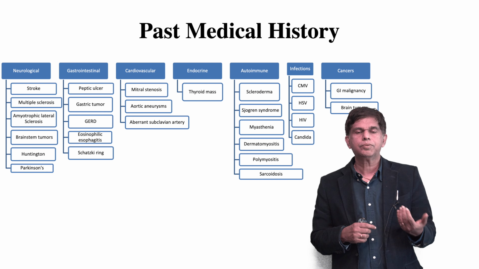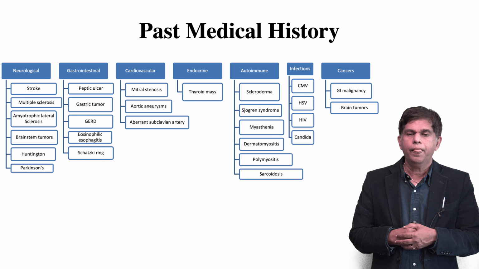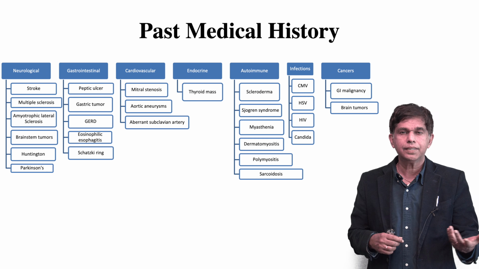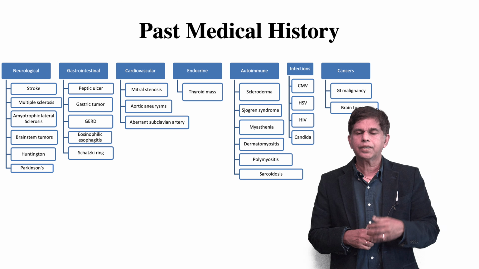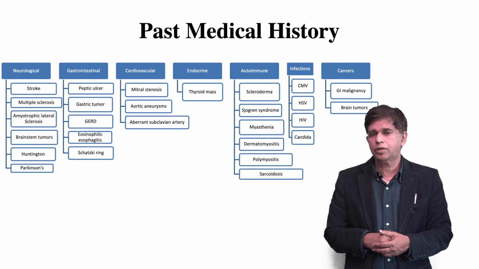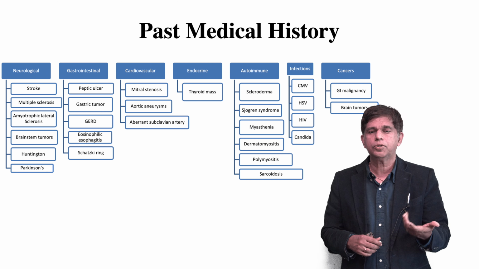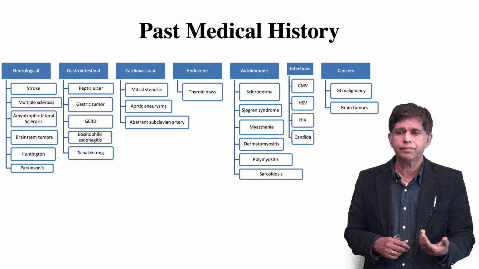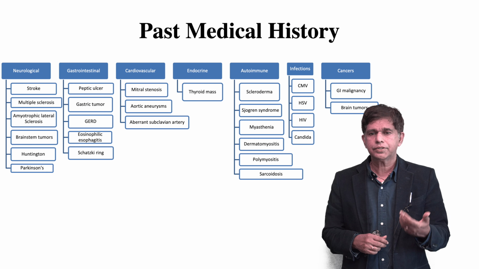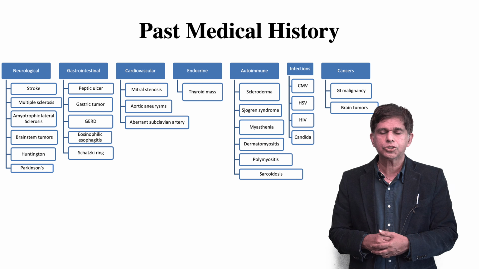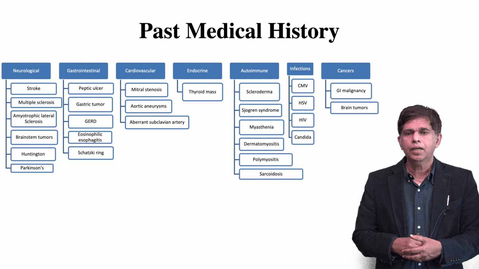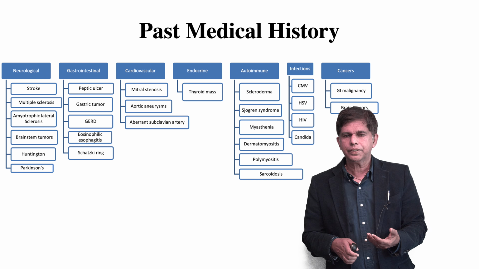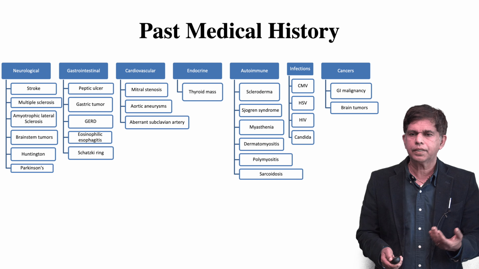Always ask the endocrine history because thyroid enlargement can compress the esophagus. And then autoimmune is very common, like we talked about scleroderma, where 90% of the people can have dysphagia. You can have Sjogren's syndrome, where dysphagia is also very common. Myasthenia gravis, dermatomyositis, polymyositis, and sarcoidosis. Infection causes are mainly CMV esophagitis, herpes esophagitis, HIV, Candida, and the cancers. Again, we talk about GI malignancy, brain tumor, or all these malignancies can also cause dysphagia symptoms.